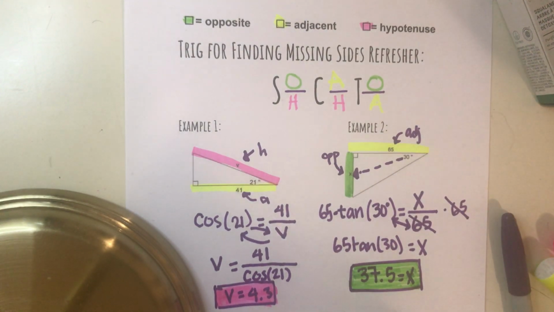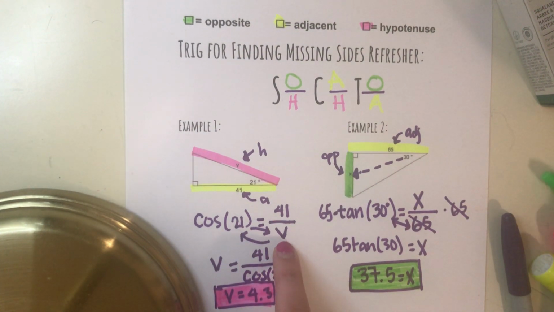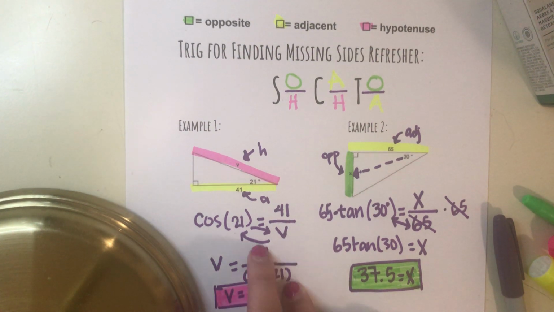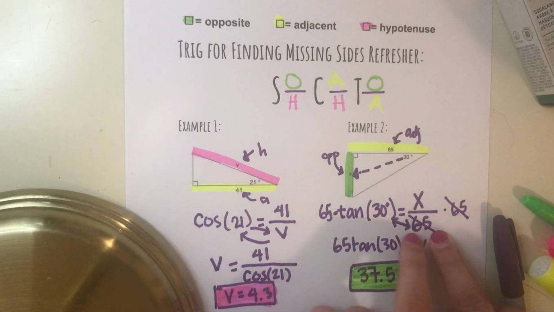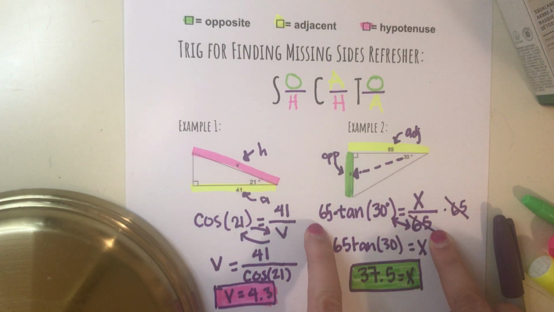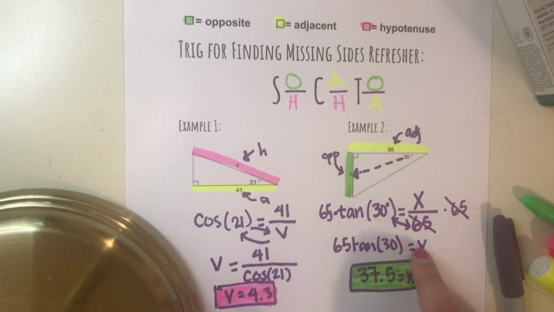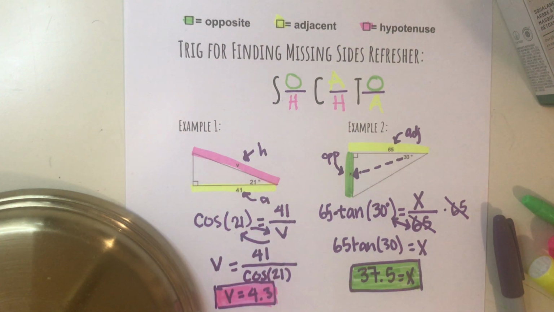Now just to wrap up the video, when the variable or the missing side is on the bottom, I switch their spots and it becomes a division problem. When the number is on the bottom, I simply multiply both sides by that number and it becomes a multiplication problem. So those are the two different styles that you'll see, and that is how you solve these problems.